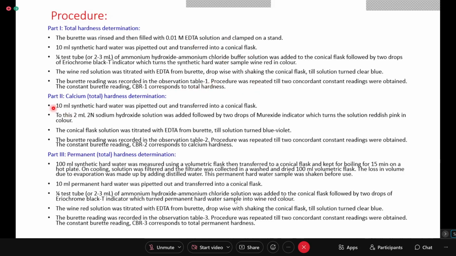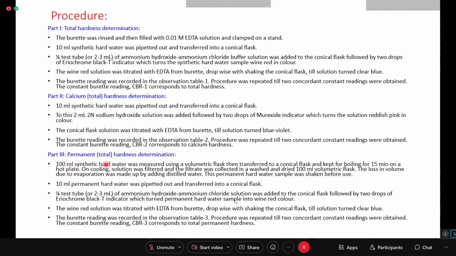The procedure for part 2 is 10 ml of synthetic hard water. To this you add approximately 2 ml of sodium hydroxide solution and then murexide indicator and titrate with EDTA from the burette, and the burette reading will correspond to calcium hardness. Then the third part is permanent hardness.